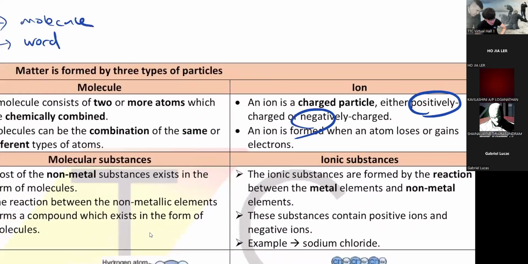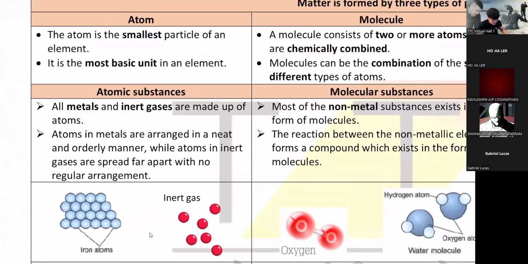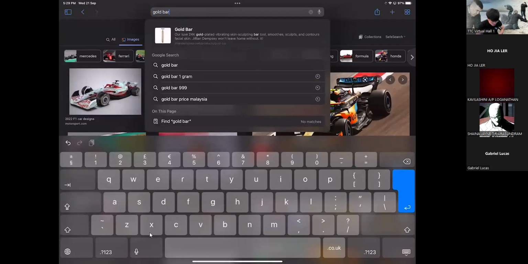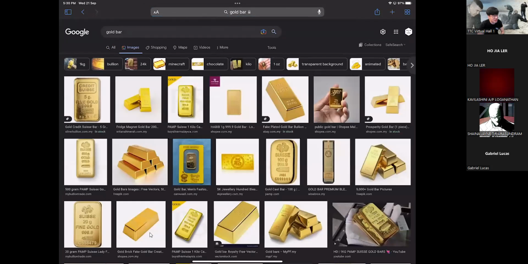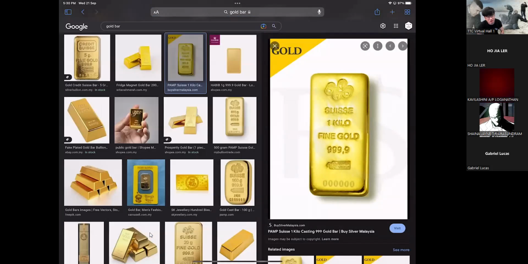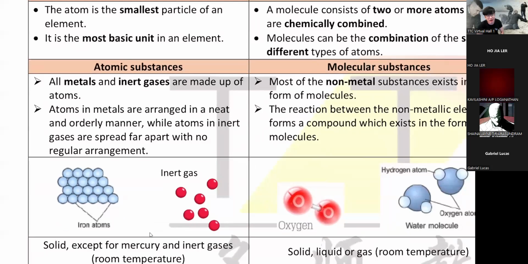So anyway, let's look at the substances. If I say a substance is only made from atoms, we call it an atomic substance. For example, a gold bar. You know what a gold bar is? This is a gold bar. So a gold bar is an atomic substance because it is only made up of one type of atom, which is the gold atom.